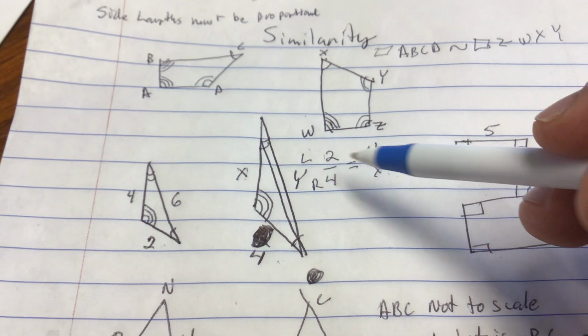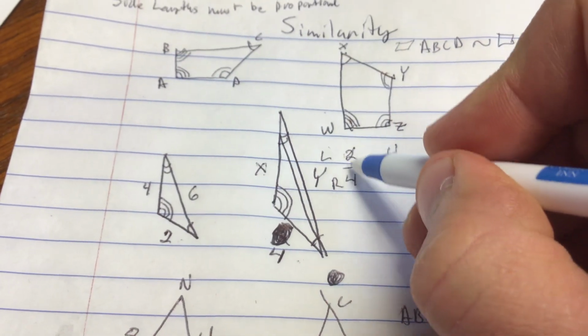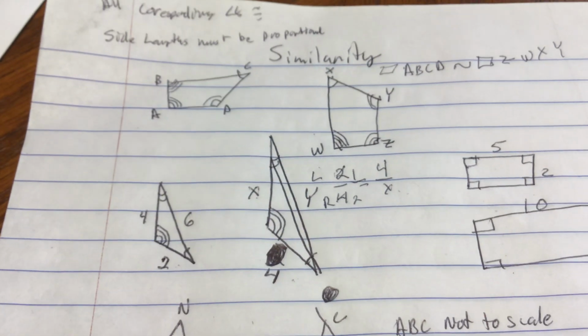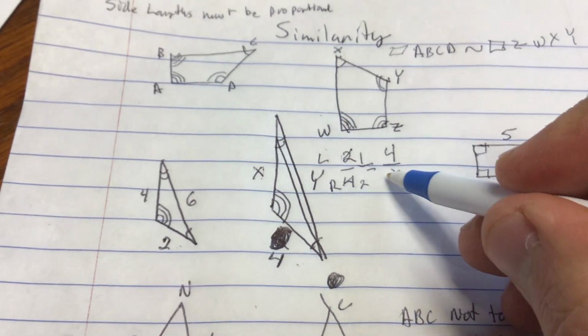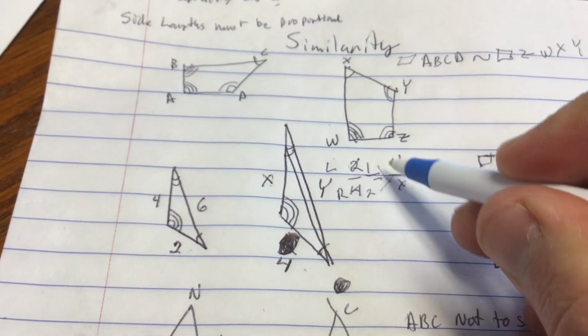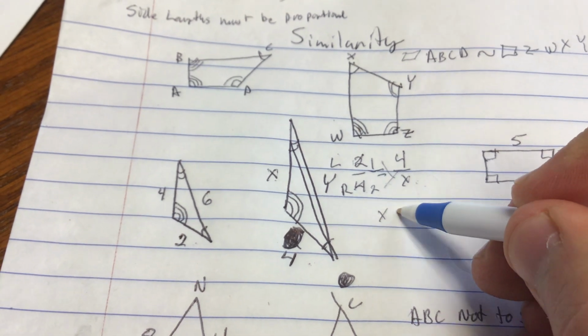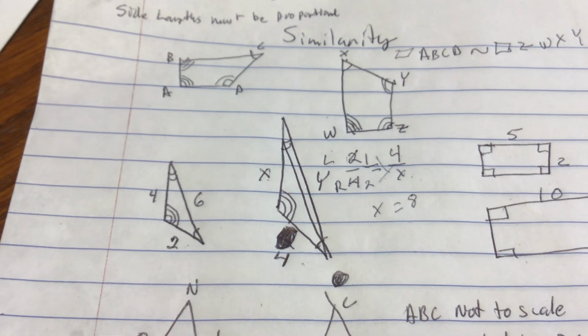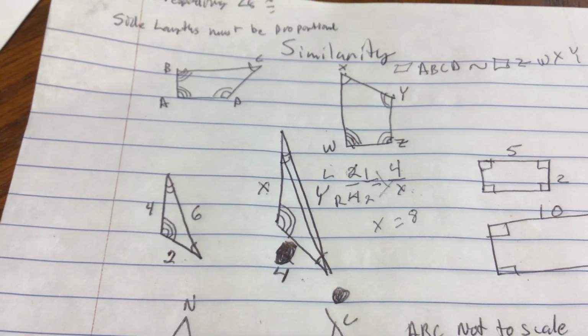Now before you cross multiply, reduce if possible. It makes your life easier. It just makes everything smaller. So I'm going to reduce that 2/4 to 1/2, then cross multiply. 1 times X, see how easy that is, X. 2 times 4 is 8. So X is 8. Now let's set up an equation to solve for Y.